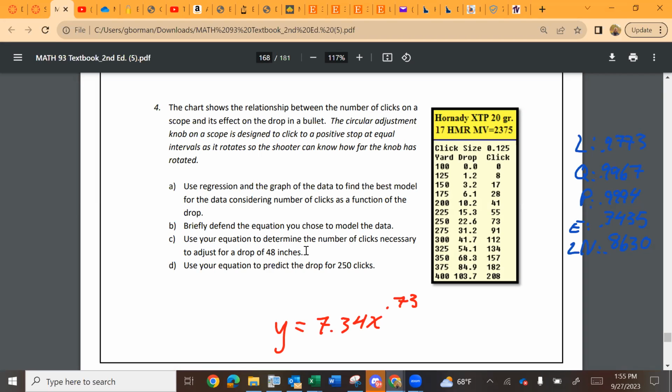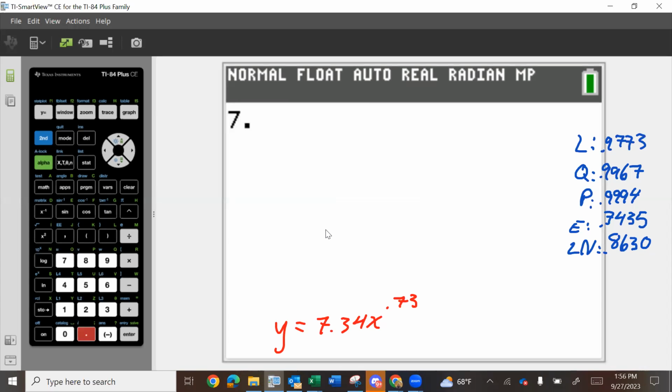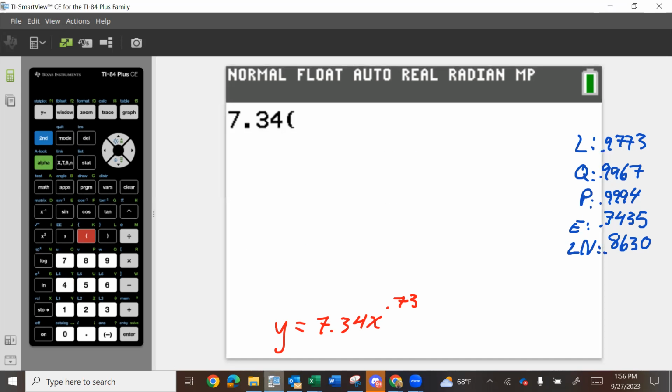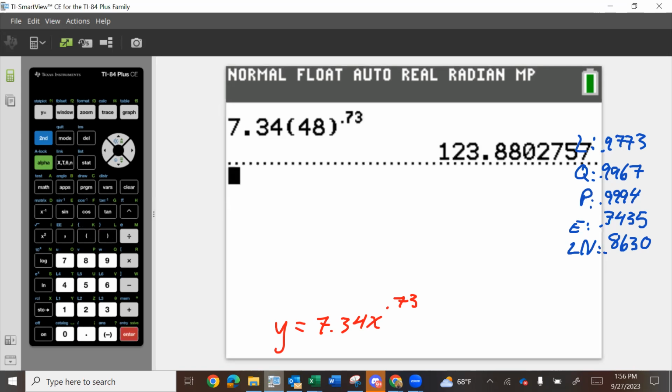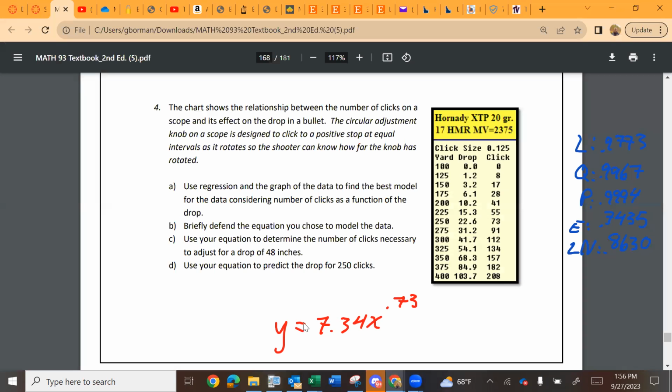Part C: use your equation to determine the number of clicks. So clicks was y. Determine y if x is 48 inches of drop. Okay, I can do that. So I'm going to go 7.34, and I already forgot, 48. Okay, so x is 48 inches of drop, and there we got that. So our answer to C is 123.8, 123.9, 124 clicks.